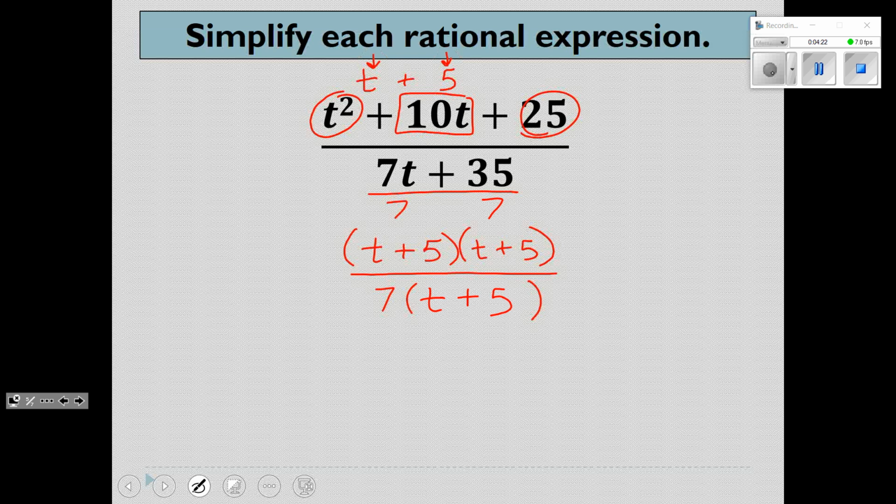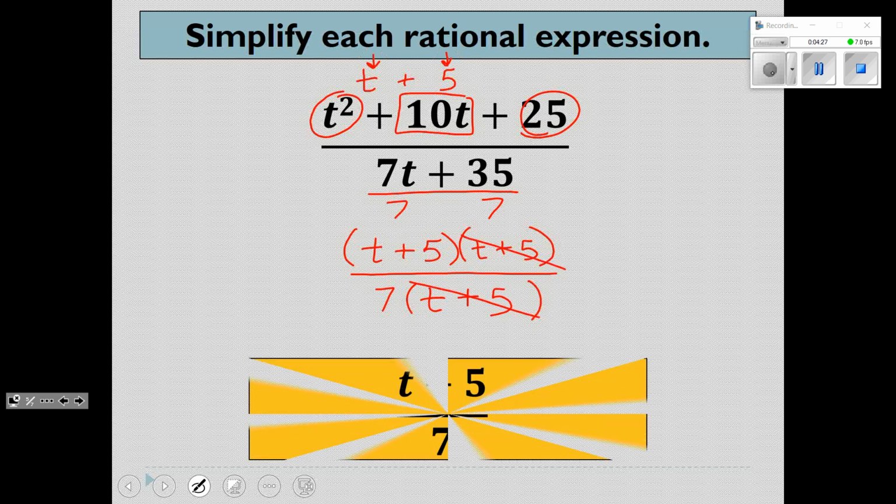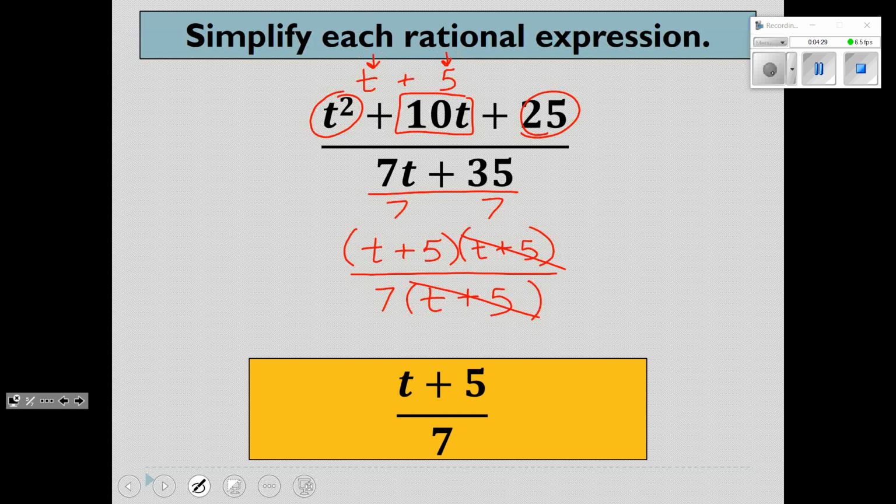So what can we cancel out? A t plus 5 on top and a t plus 5 on the bottom. That leaves us with t plus 5 divided by 7.